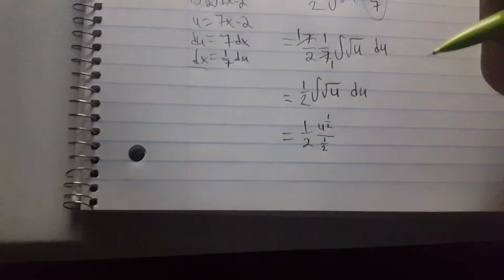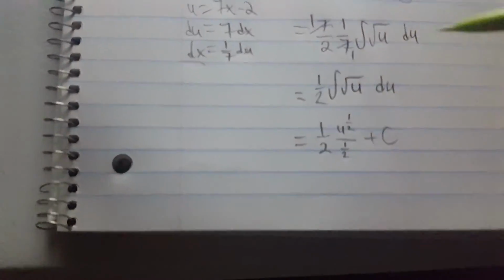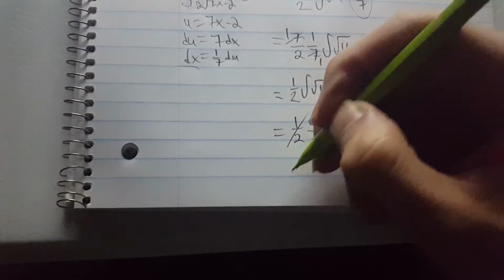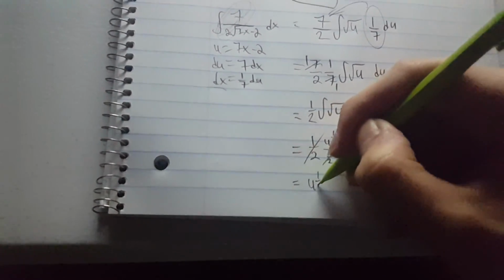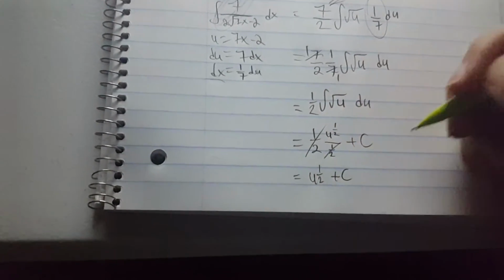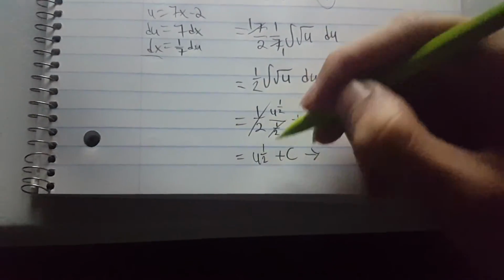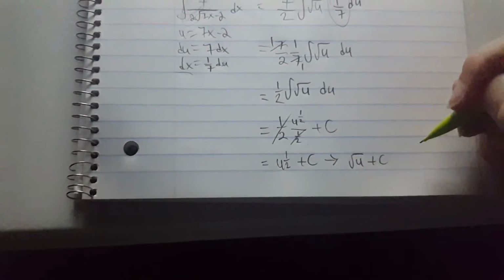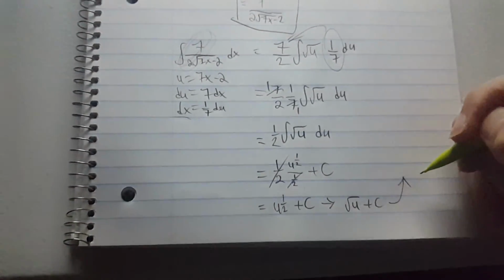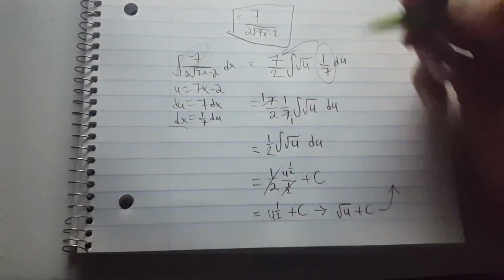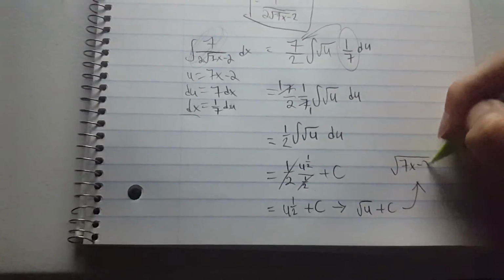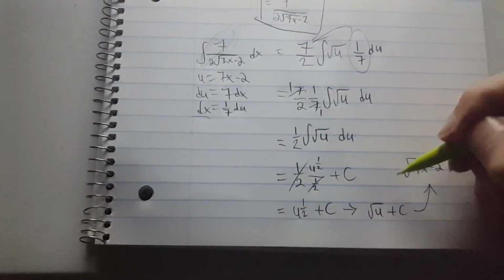Now with that said, you could also cancel out the halves, as you see in the denominator and in the constant outside. So you cancel this out, and you're left with u to the half power plus c. This should be rewritten as square root of u. Then you substitute u back, and as you see, u is 7x minus 2, so this eventually becomes radical 7x minus 2 plus your constant.